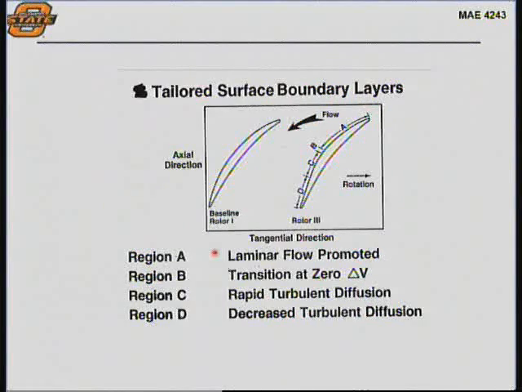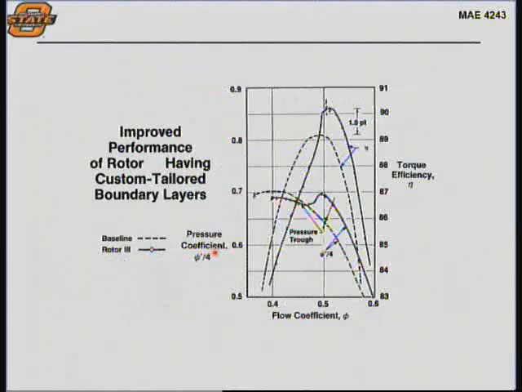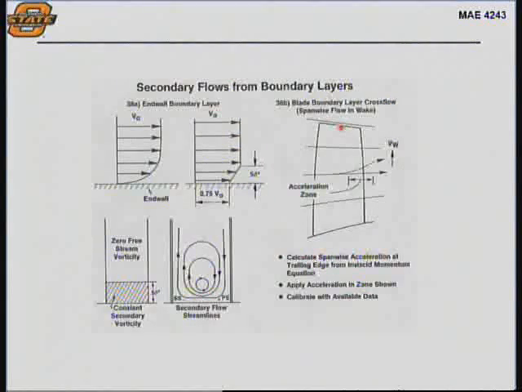And this just shows you the different areas of the blade that you can affect, the turbulent diffusion, and the laminar flow that it can promote. So these are just different items that you can adjust. By tailoring the boundary layers and the shapes, you can see again that you can get increased performance, both in pressure rise and in efficiency.